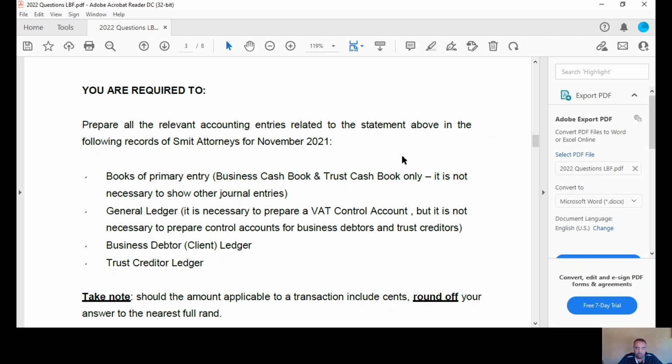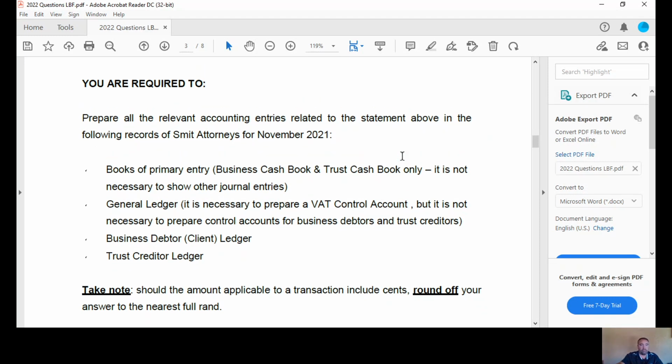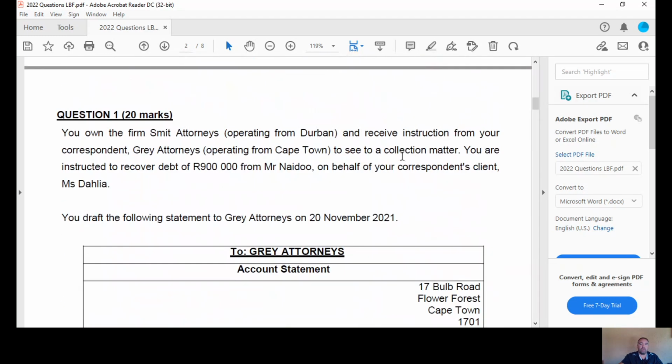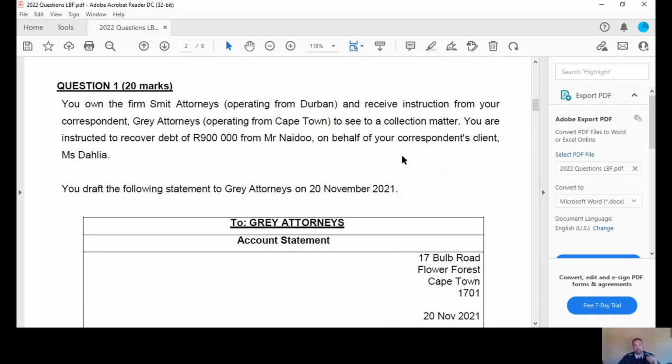So you are going to have 6 T accounts for this question. First being your trust cash book, second the business cash book. Then you're going to need a VAT control. You're going to have Gray Attorneys' trust ledger, and you're going to have Gray Attorneys' business debtor, and you are going to have a fees account. So those 6 accounts are basically what they want. No more, no less. Okay, now that we know what we need, we can go back and read the question.